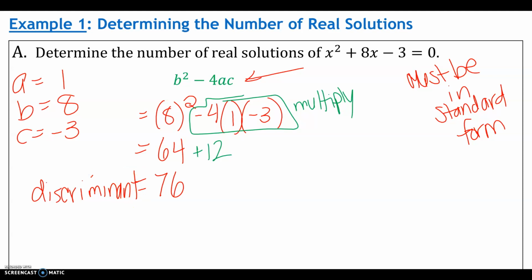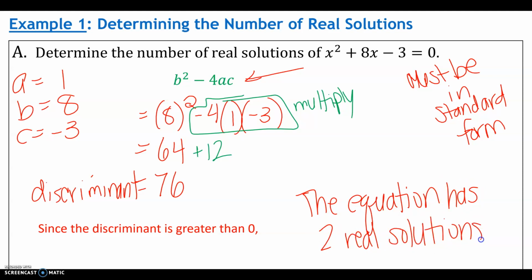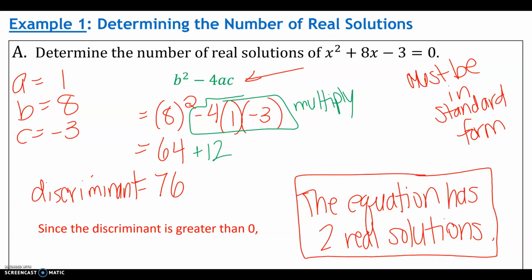So because that is a number that is greater than 0, the equation has two real solutions. So what you are boxing is this. Okay, so again, let me just go over this.